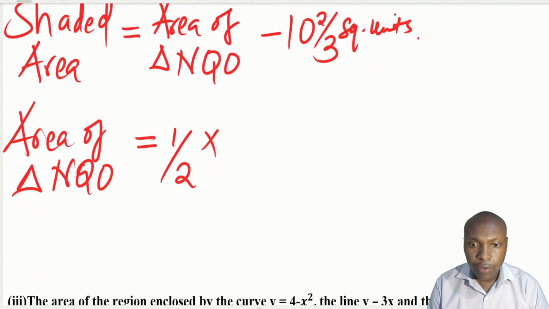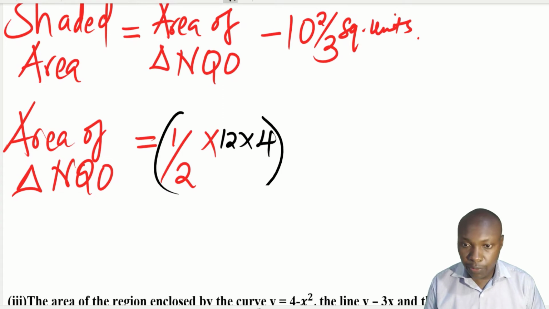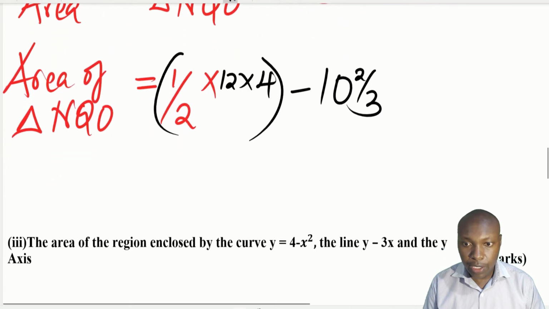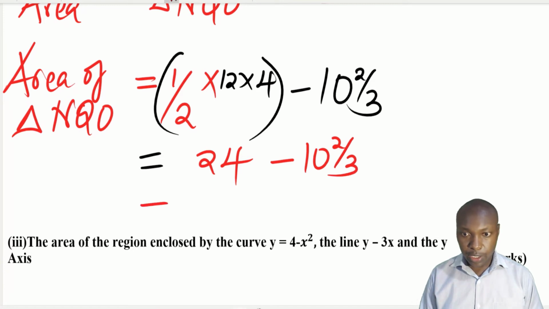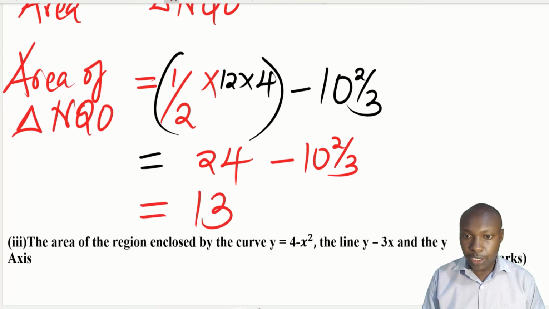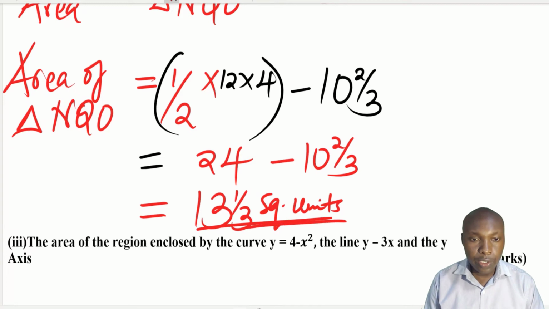Now, getting the area of that triangle, this gives half times the base times the height, which is 12 times 4, very straightforward. And then we subtract the area that we just calculated, to remain with the shaded area below the x-axis. This gives 24, subtract 10 and 2/3. Upon subtracting these, you get 13 and 1/3 square units. That is what you're supposed to get.